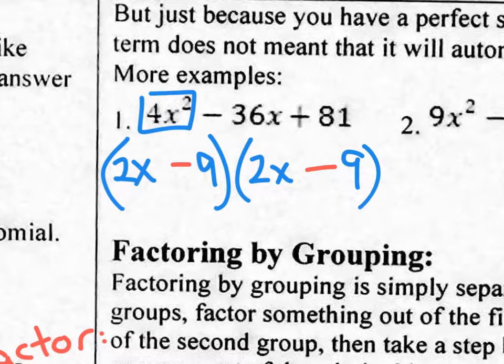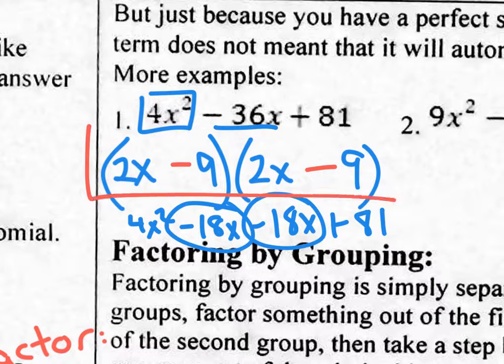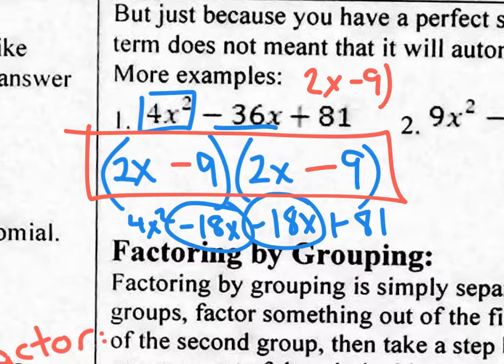If I did go 2x times 2x, I get 4x squared. If I go 2x times negative 9, I get the negative 18x. If I go negative 9 times 2, I get negative 18x again. If I go negative 9 times negative 9, I get positive 81. And of course, these middle terms really do combine together to give me the minus 36x. So I do know that this is the correct factored form, the binomial 2x minus 9 times 2x minus 9, which, by the way, it could be written like this. 2x minus 9 parenthesis squared. Either answer is perfect, whatever you want.